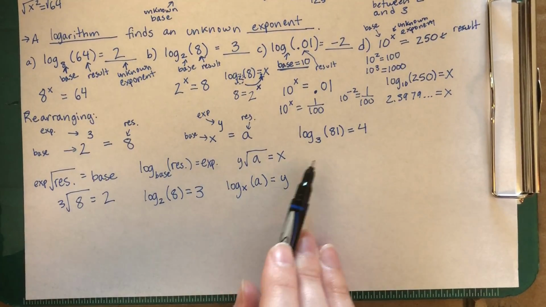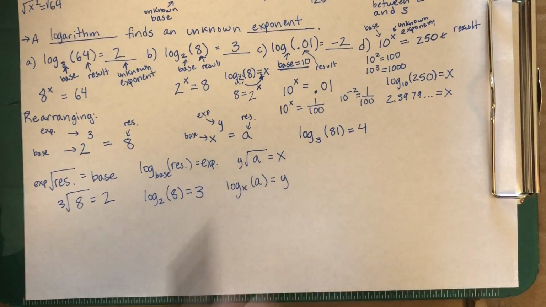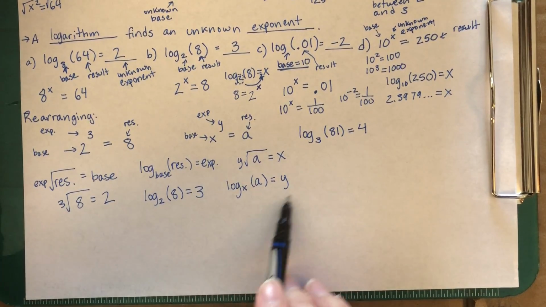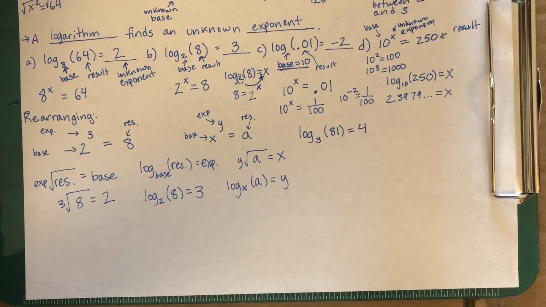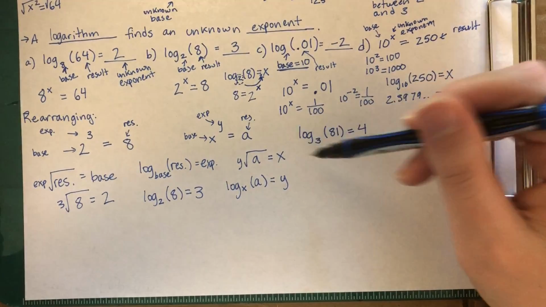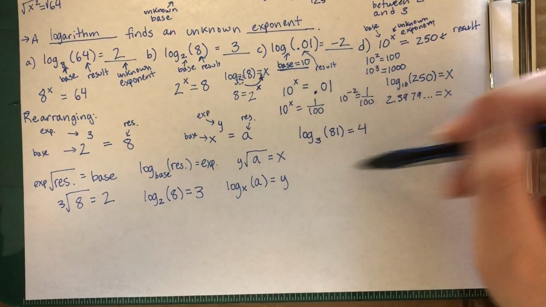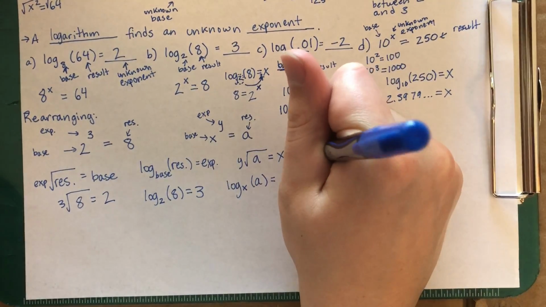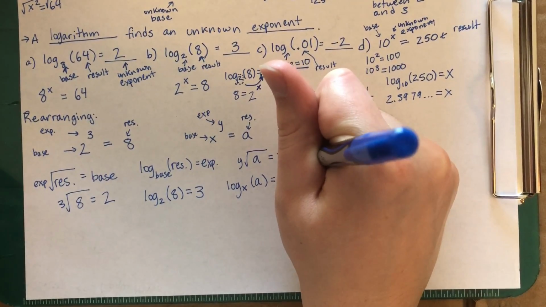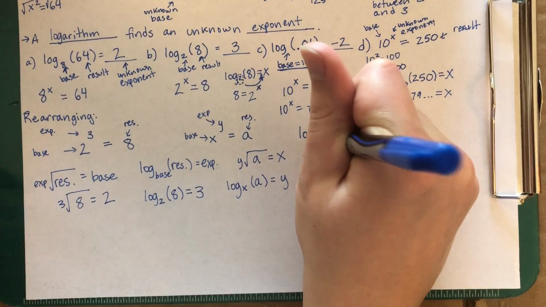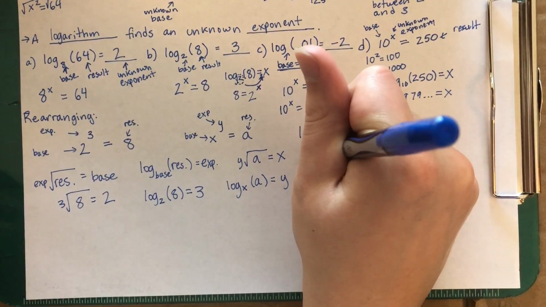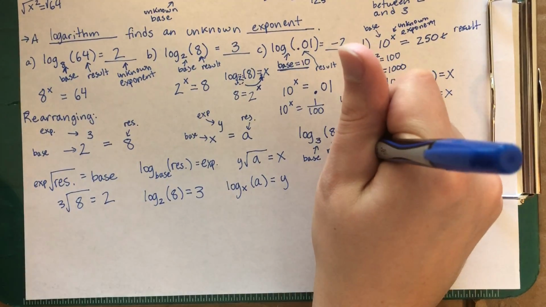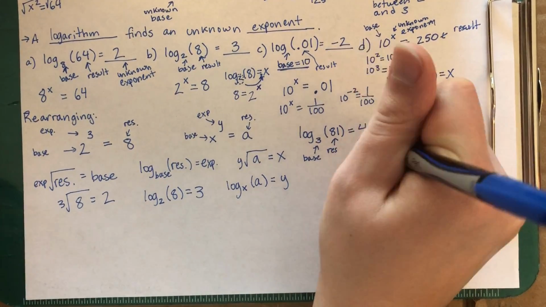So if I was trying to find out what x equaled, I'd want to use this format. If I was trying to figure out what y equaled, I would want to use this format. Let's try converting this log format into the other ones. So I know this number down here is the base. This number here is supposed to be the result. And then this number is the exponent.